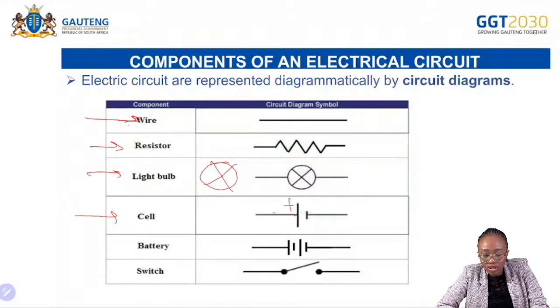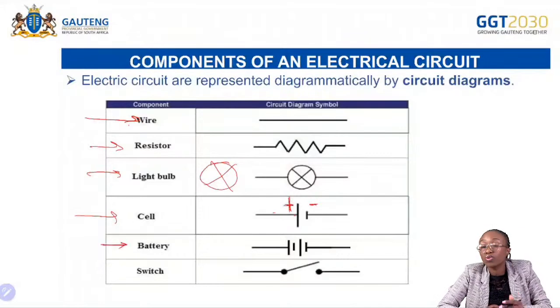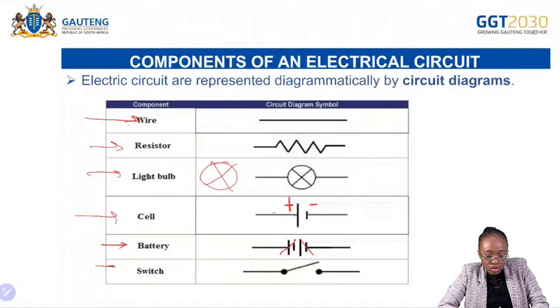The long vertical line, or rather the longer vertical line, represents the positive terminal, and the shorter one represents the negative terminal. Then a battery, we all know, is two or more cells. So this is our first cell, and then this is our second cell. And then a switch, this is an open switch.